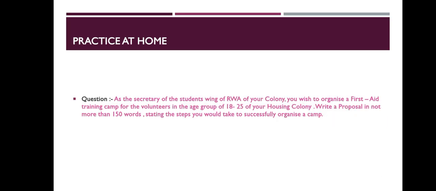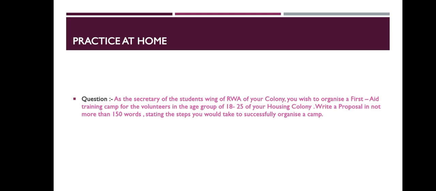So let's take a practice homework question. You can practice this at your home. The question says, as the secretary of the students wing of the RWA of your colony, you wish to organize a first aid training camp for the volunteers in the age group of 18 to 25 of your housing colony. Write a proposal in not more than 150 words. You have to remember the word limit, that it should not exceed 150 words. Then you have to state the steps that you would take to successfully organize the camp.